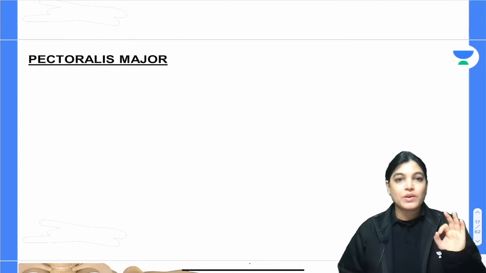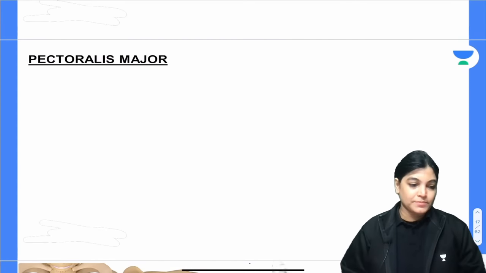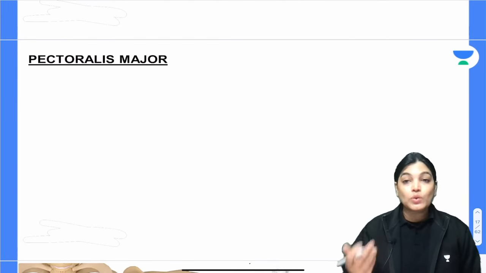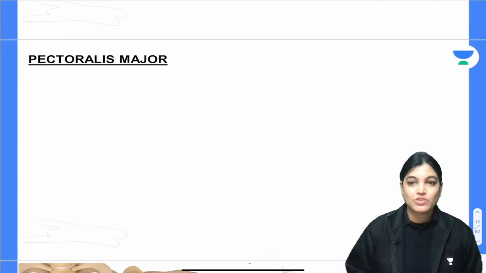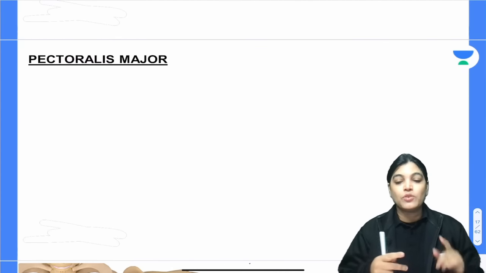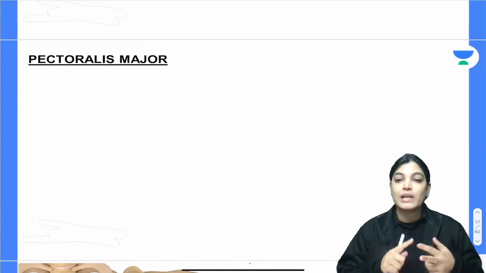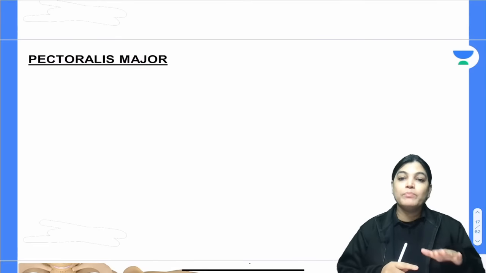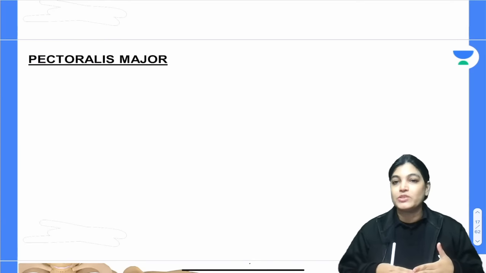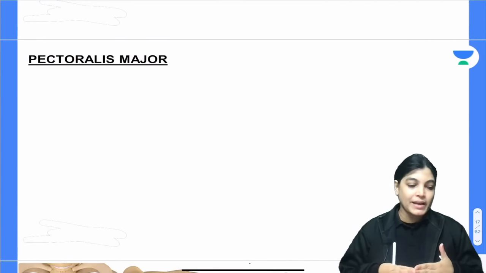Let's study firstly the pectoralis major muscle. It is a fan shaped muscle, and it has two heads of origin. If we consider the two muscles in the pectoral region, pectoralis minor and major, the larger one is the major, and if we dissect out the pectoralis major muscle, inside we will have the pectoralis minor muscle.